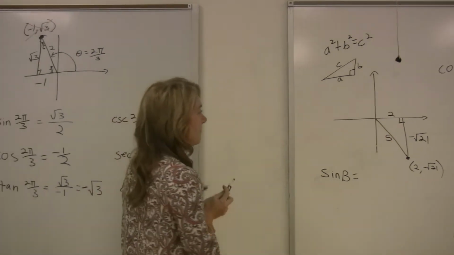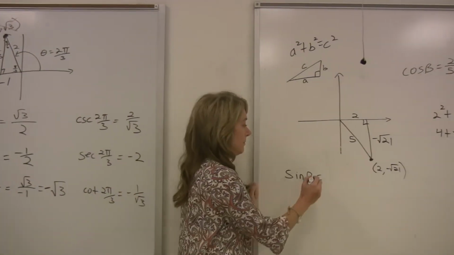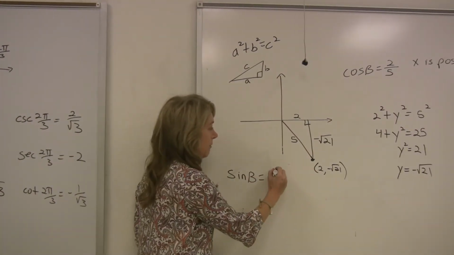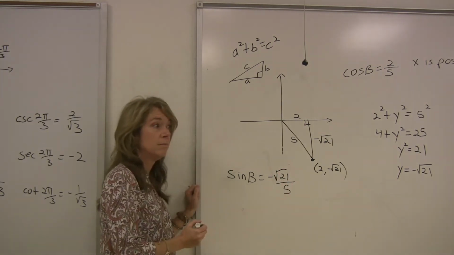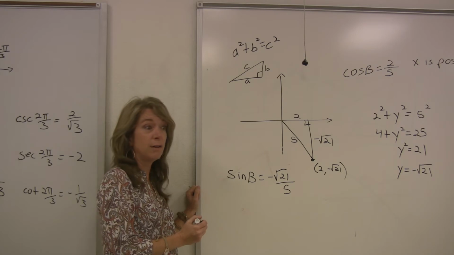Okay, so what's the sine? Negative root 21 over 5. Right, the y value over the radius.